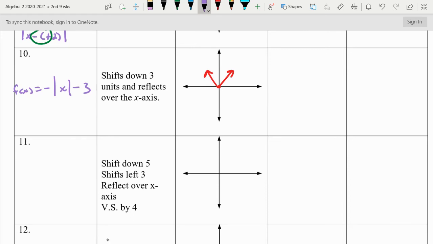I'm sorry, right, down 3. So 1, 2, and 3. There's our vertex, and it's reflected downward, just like so. So all real numbers again for the domain, and then the range will be negative infinity, okay, bottom to top, all the way to negative 3 bracket.